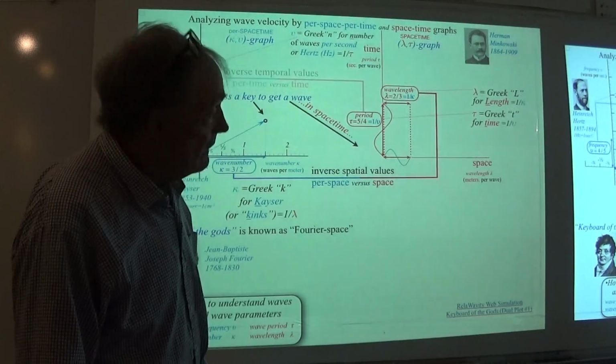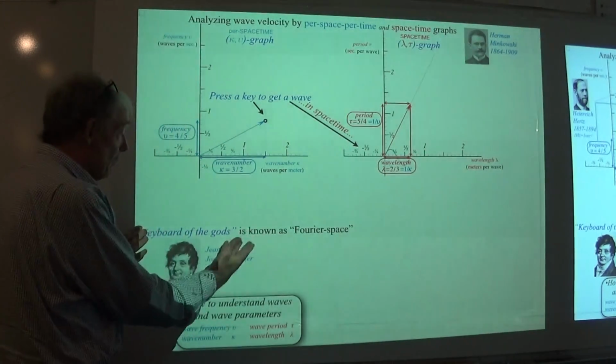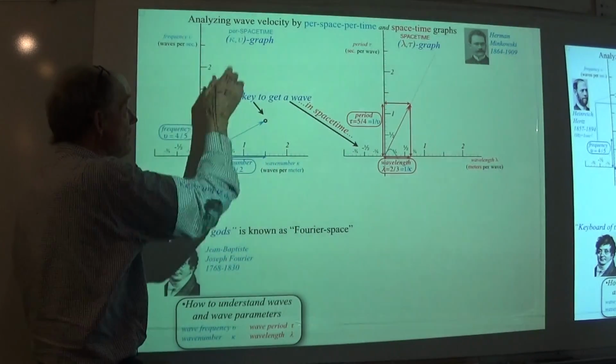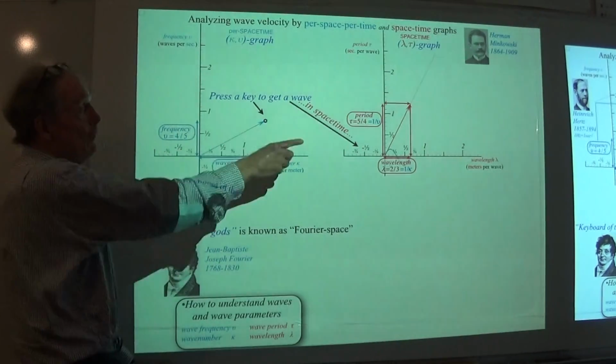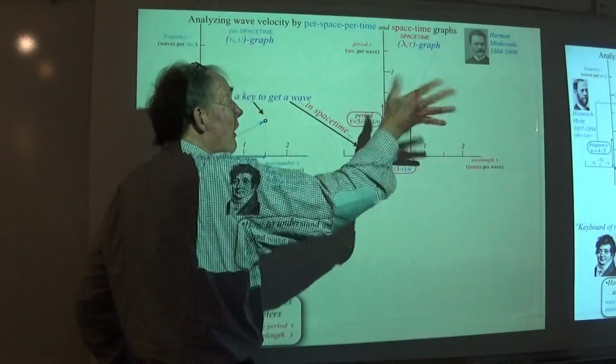Okay, let's go ahead here and point out why I call this the keyboard of the gods: just this one plane here could be a whole bunch of keys. Every pixel here could be a key. Go in there with a little pin and push it and get a wave, a whole wave. Not just this much of it, but all over the place.